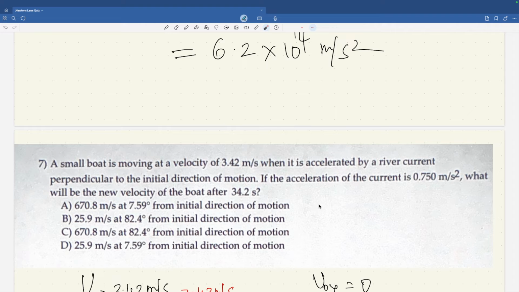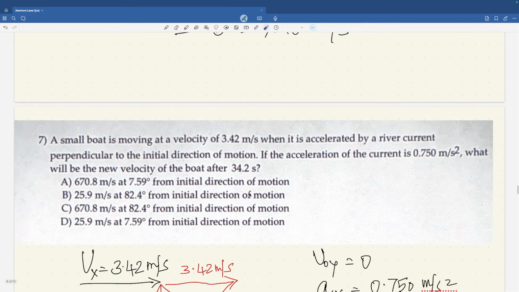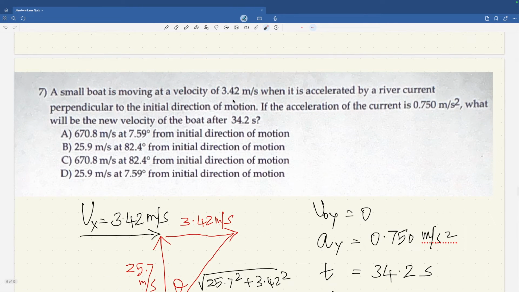Then we have one of the easier questions. A small boat is moving at a velocity of 3.42 meter per second when it is accelerated by a river current perpendicular to the initial direction of motion. If the acceleration is that much, what will be the new velocity after 34.2 seconds? So here again, there is an x velocity which does not change, but the y velocity has an acceleration. So that means it changes.